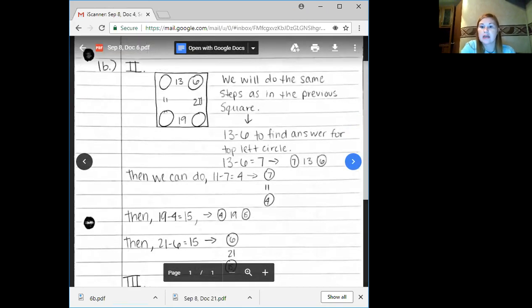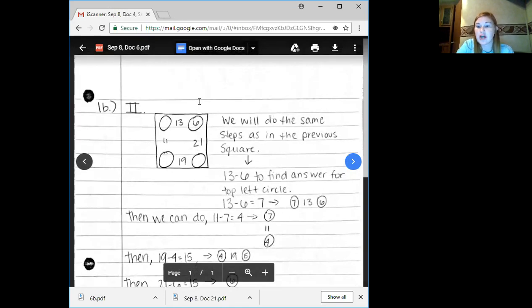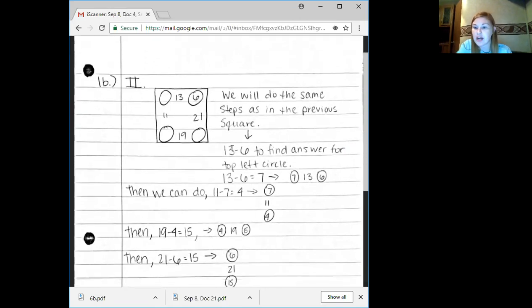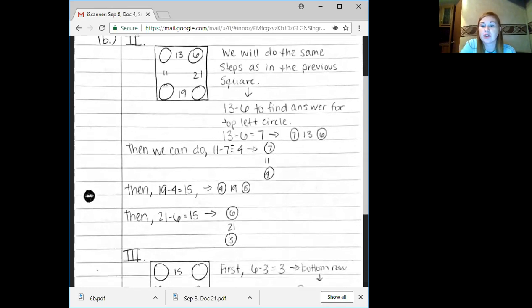We got a 6 given to us in our top right circle. So we're going to do the same steps we did in the last example. So we take the 13 and subtract 6, and that's going to give us 7. So our top row will be 7, 13, and 6. So then we're going to continue doing this with each of the circles until we complete them.